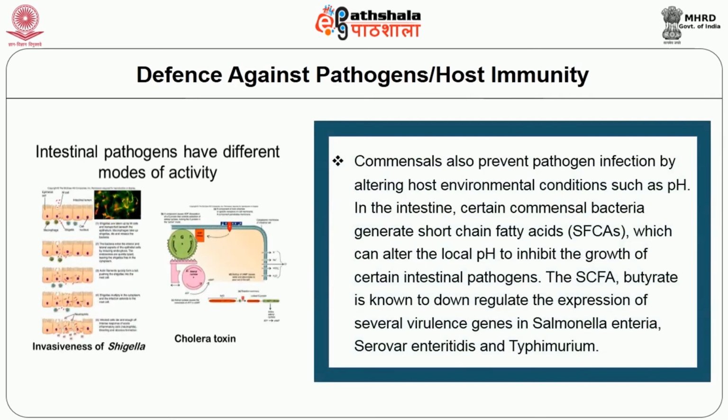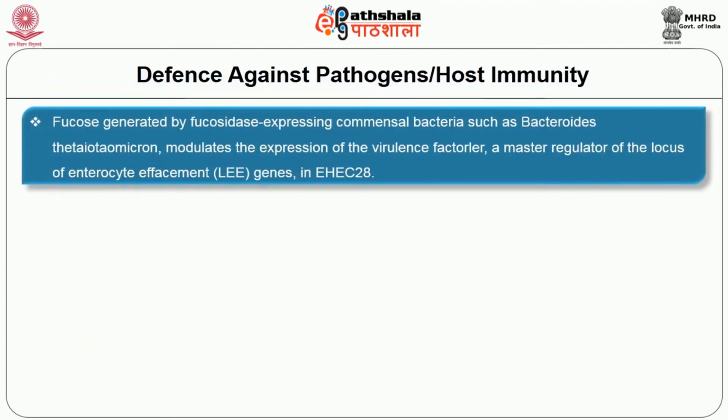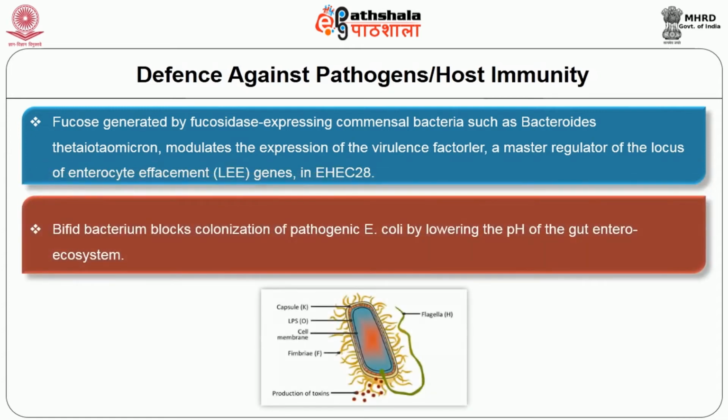Commensals also prevent pathogen infection by altering host environmental conditions such as pH, which I have described to you earlier about the pH and its link with the bacteria. In the intestine, commensal bacteria generate short chain fatty acids which can alter the local pH to inhibit the growth of certain intestinal pathogens. See, that is the beauty, how the good bacteria are killing the bad bacteria by changing the pH. The short chain fatty acid butyrate is known to downregulate the expression of several virulence genes in Salmonella enterica serovar Typhimurium. Fucose generated by fucosidase-expressing commensal bacteria such as Bacteroides thetaiotaomicron modulates the expression of the virulence factor LEE, a master regulator of the locus of enterocyte effacement genes in EHEC. Bifidobacterium blocks the colonization of pathogenic Escherichia coli by lowering the pH of the gut ecosystem.